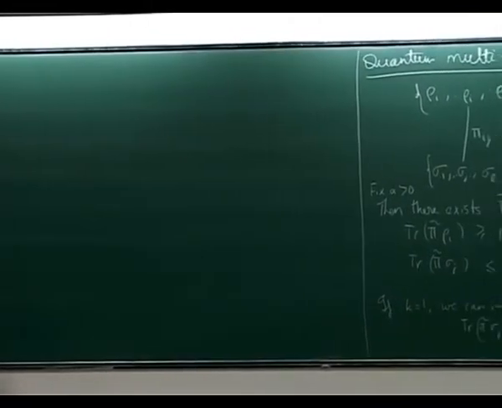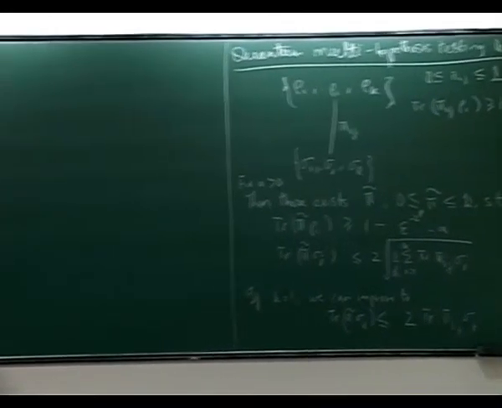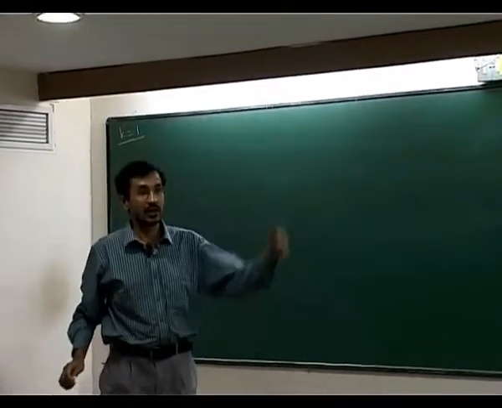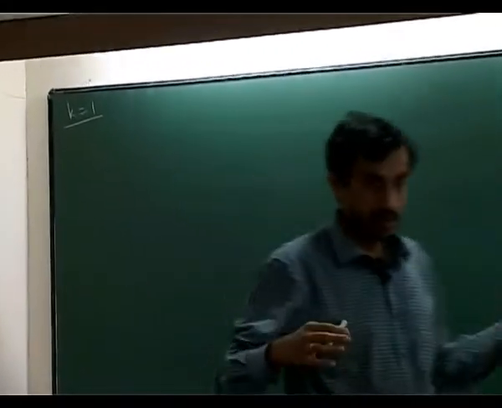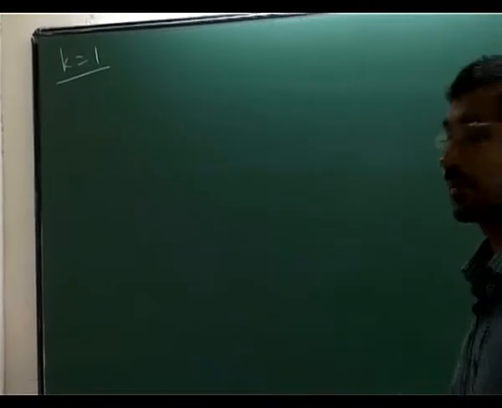So I told you how classically one would prove the lemma. Let's start with the k equal to 1 case. And then for the general k case, we will build up from the k equal to 1 solution. That's in fact finally just one step away. So really, most of the work is in the k equal to 1 case. So there's one rho and there are many sigmas.